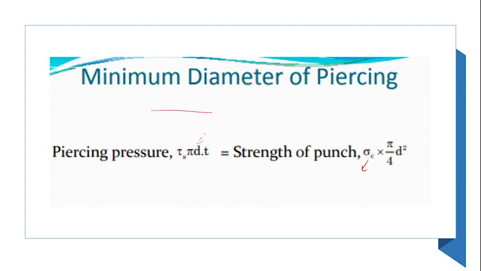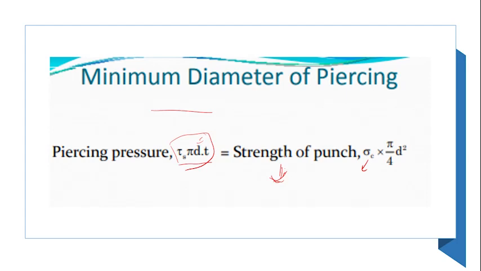Okay. So see, why do we consider the minimum diameter of piercing? Suppose you want to punch a very small diameter on your sheet, and the punching pressure for that diameter of the sheet will be fixed, right? So what is the strength of that punch? If the strength of the punch is lesser than the piercing pressure that you have applied, then your punch will be crushed. So that is why there is a limit of minimum diameter that can be made by a punch of a particular strength. So this is the equation.